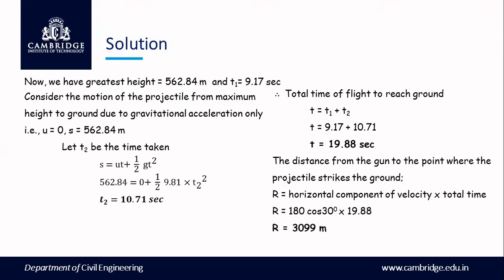If I do that, I'll get the answer as 3099 meters. Since it's a big number, I'll convert it back into kilometers. So the range will be 3.099 kilometers. So this problem is done. It's an easy one. Just need to understand that we have to divide the time into two parts: one till you reach the maximum height, and then after reaching maximum height, till it reaches the ground. So T1 and T2. This is the major part in this.